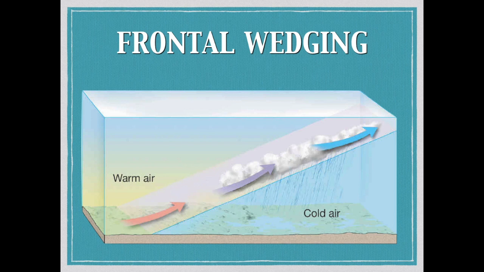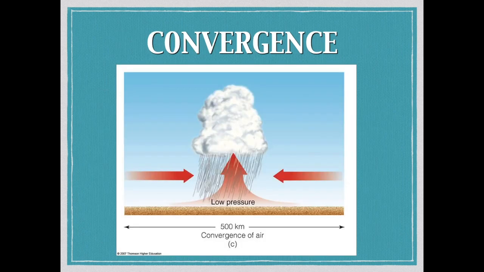Okay, here's frontal wedging. Frontal wedging is showing where cold air is more dense. The warm air then rides above the cold air, creating lots of clouds and rain. So the cold air looks like a wedge. And then you have convergence. That's where two air masses are going to hit, forced up. You have a low pressure system, and then you have basically lots of rain. This may form a lot of storm clouds, maybe your cumulonimbus clouds.